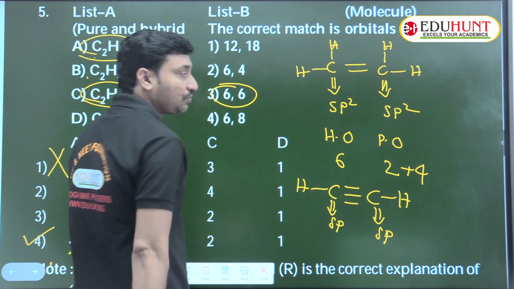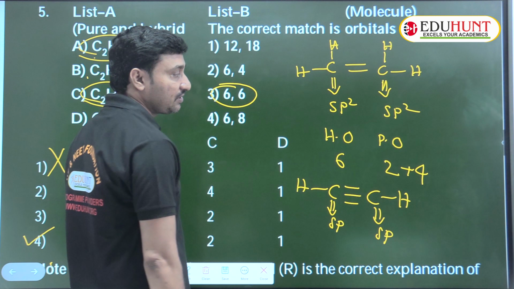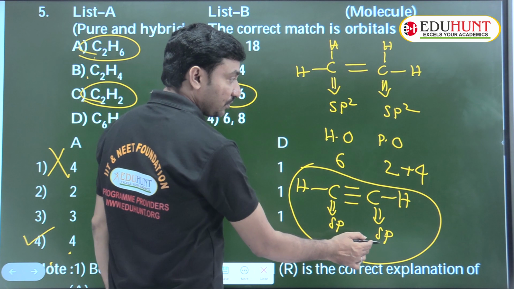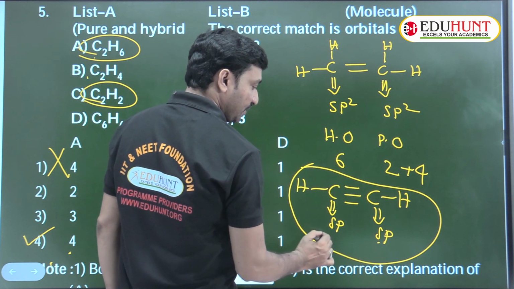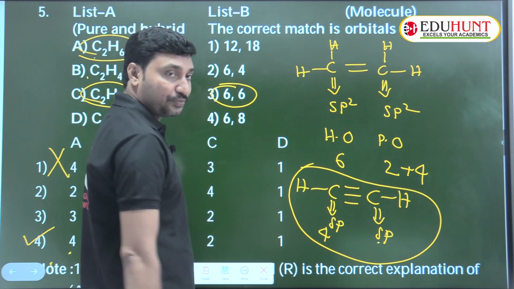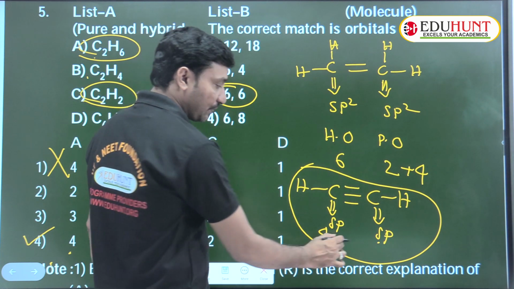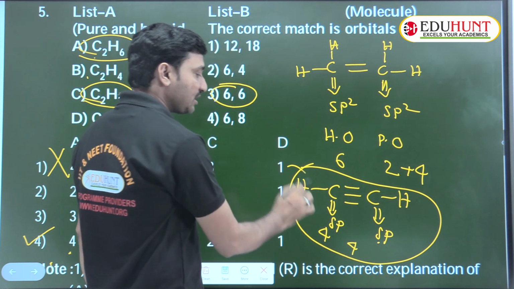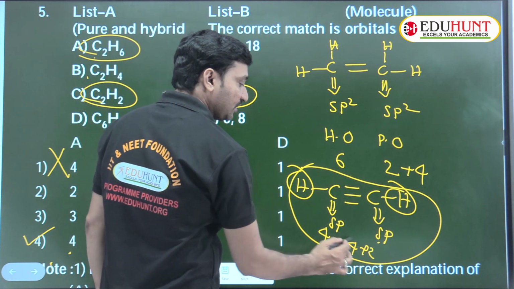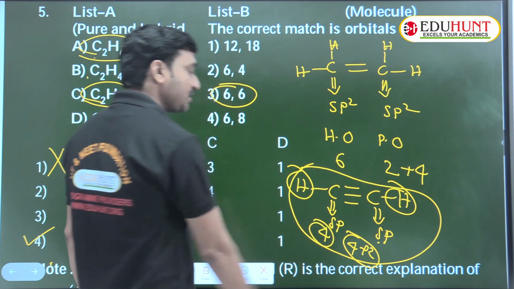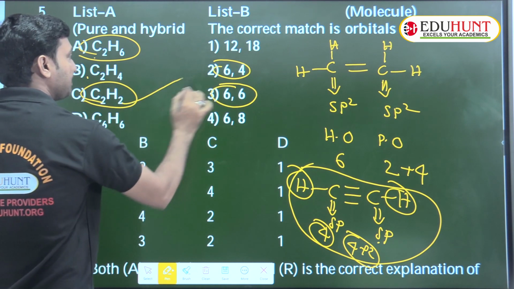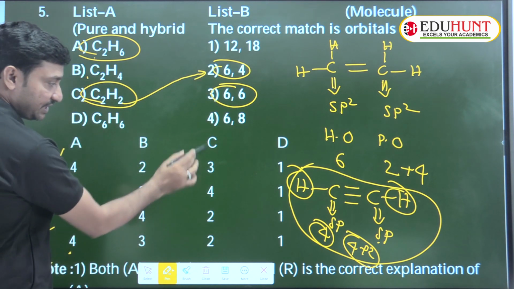So 2 carbons, each carbon 2 hybrid orbitals, total hybrid orbitals 4. Pure orbitals, at each carbon 2 pure orbitals, 2 carbons, 2 twos are 4, pure orbitals 4. Hydrogen also has a pure orbital, right? 2 hydrogens, 2 pure orbitals. So pure orbitals 6, hybrid orbitals 4. So C matches option 2.